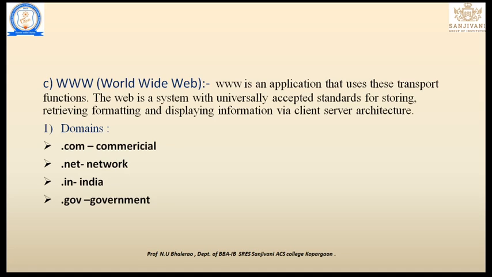Then .net is used for networks. If your company has n number of networking websites, you can also use .net. .in is normally used for India, and if the domain extension is .us, you understand that the website is specially used for the US. And .gov is specially used for government websites, for the declaration of information on government portals. So these are some domain name systems, the specification of domains.